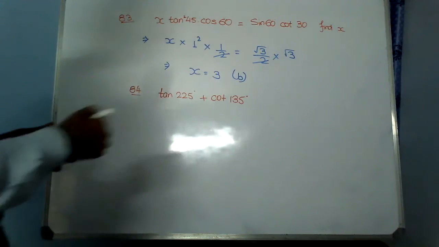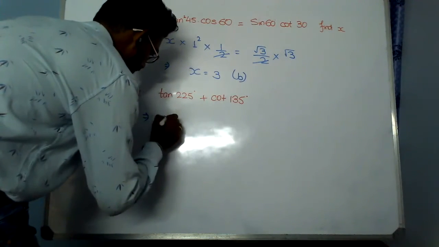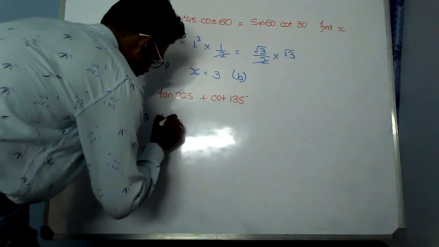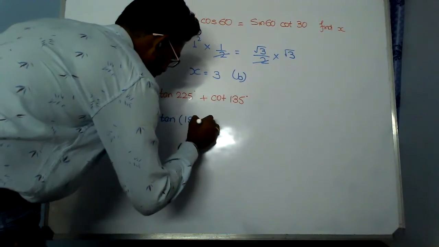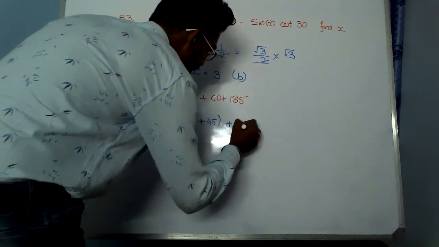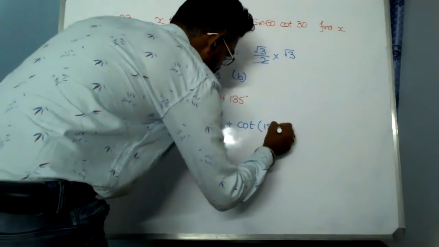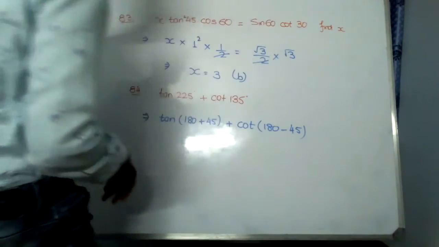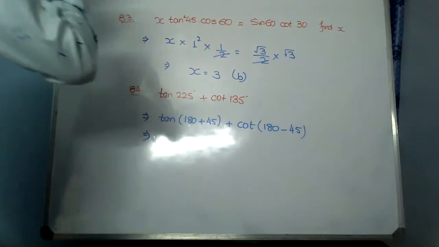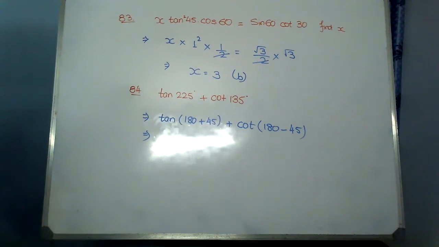How we can find this is, however you want to convert it, I can write tan 225 as tan 180 plus 45, and cot 135 as cot 180 minus 45, or 90 plus 45, however you want to write it. Now we have to know what tan 180 plus theta is. Tan 180 plus theta is nothing but tan theta itself. And cot 180 minus theta will be minus cot theta.